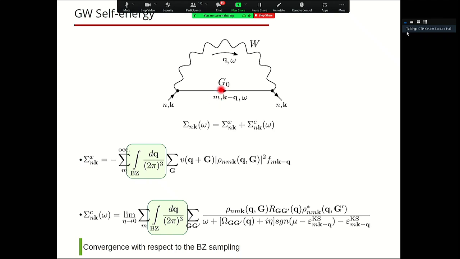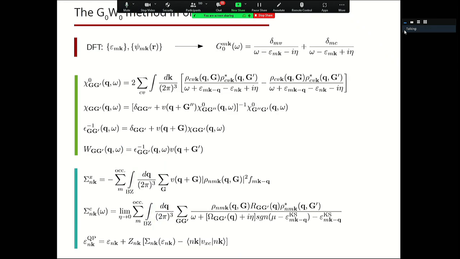Then again, we have to converge with respect to this discretization of the Brillouin zone, which means to discretize the possible momentum transfer here. And we are going to see that for 2D systems, this convergence here is very important and not trivial to reach. Okay, so this is more or less the first recap of the G0W0 method in one slide.